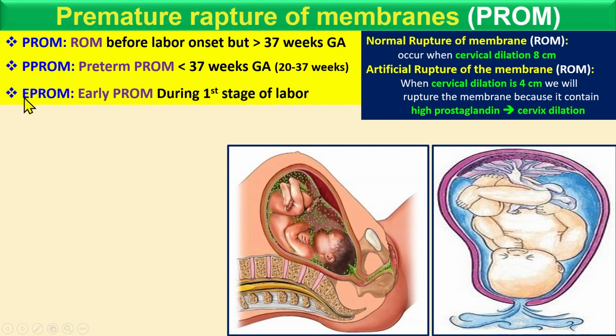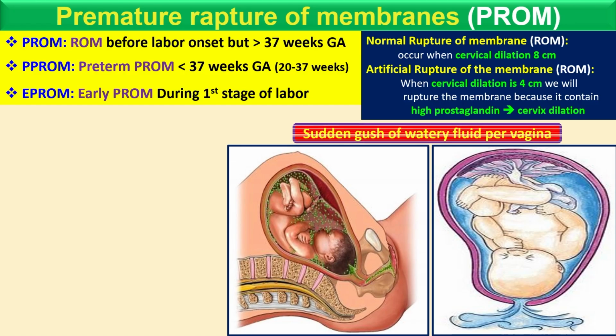The other term is EPROM, meaning early premature rupture of membrane, but it's during the labor, but before the cervical dilation reaches 8 centimeters. So this is known as early PROM, meaning during the first stage of labor. Okay, because in the first stage there is cervical dilation, but when it reaches 8 centimeters, there is a rupture. But if it occurs before that, that is known as early PROM.